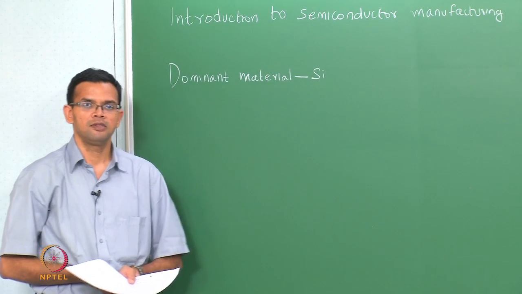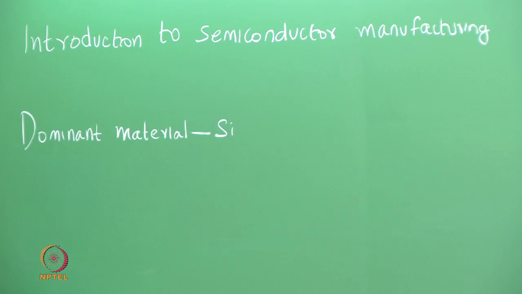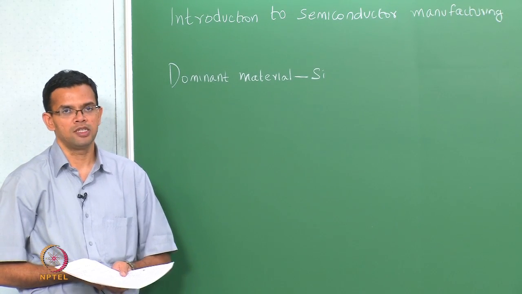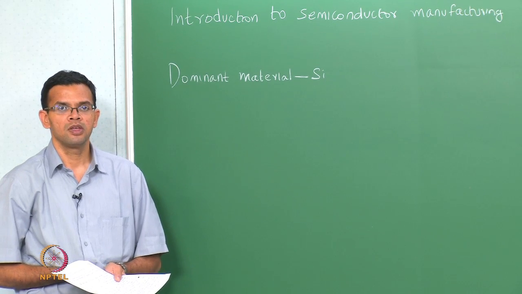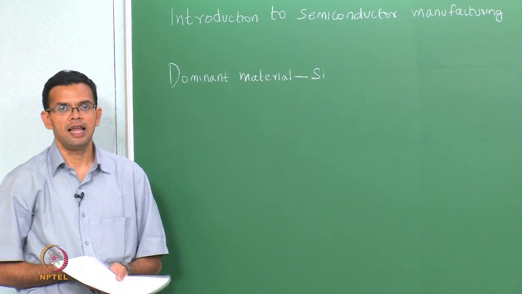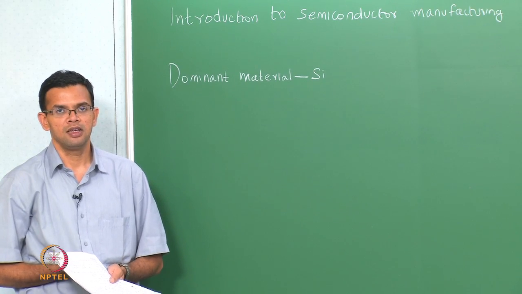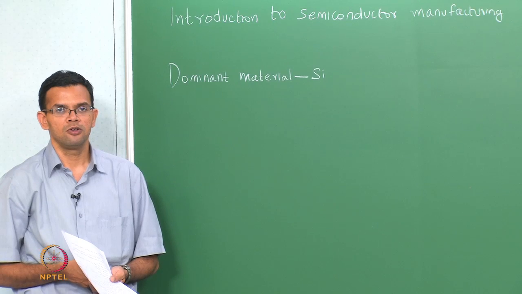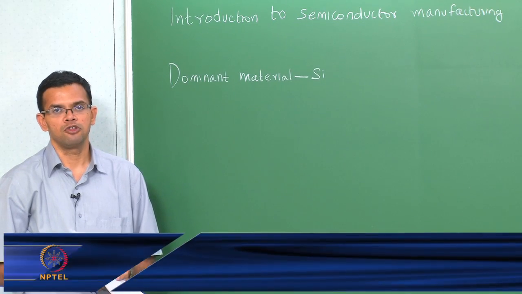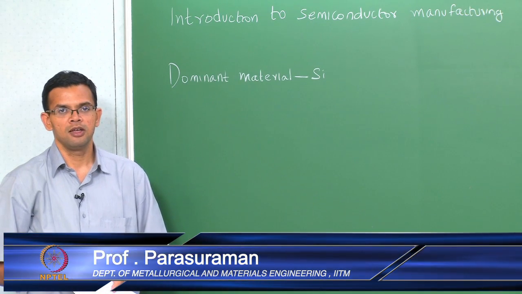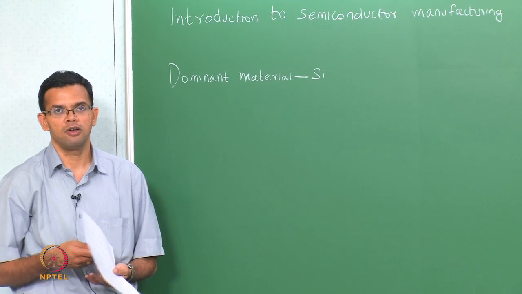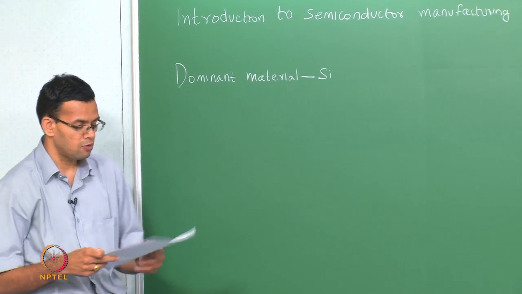One reason for that is the natural abundance of silicon. It is one of the most widely available materials on earth. It is usually found in the form of SiO2 or quartz. Another reason is that the electronic properties of silicon can be precisely controlled by addition of dopants. When we talk about electronic properties, mostly the resistance can be controlled by adding a small amount of donors or acceptors, as we have seen before.